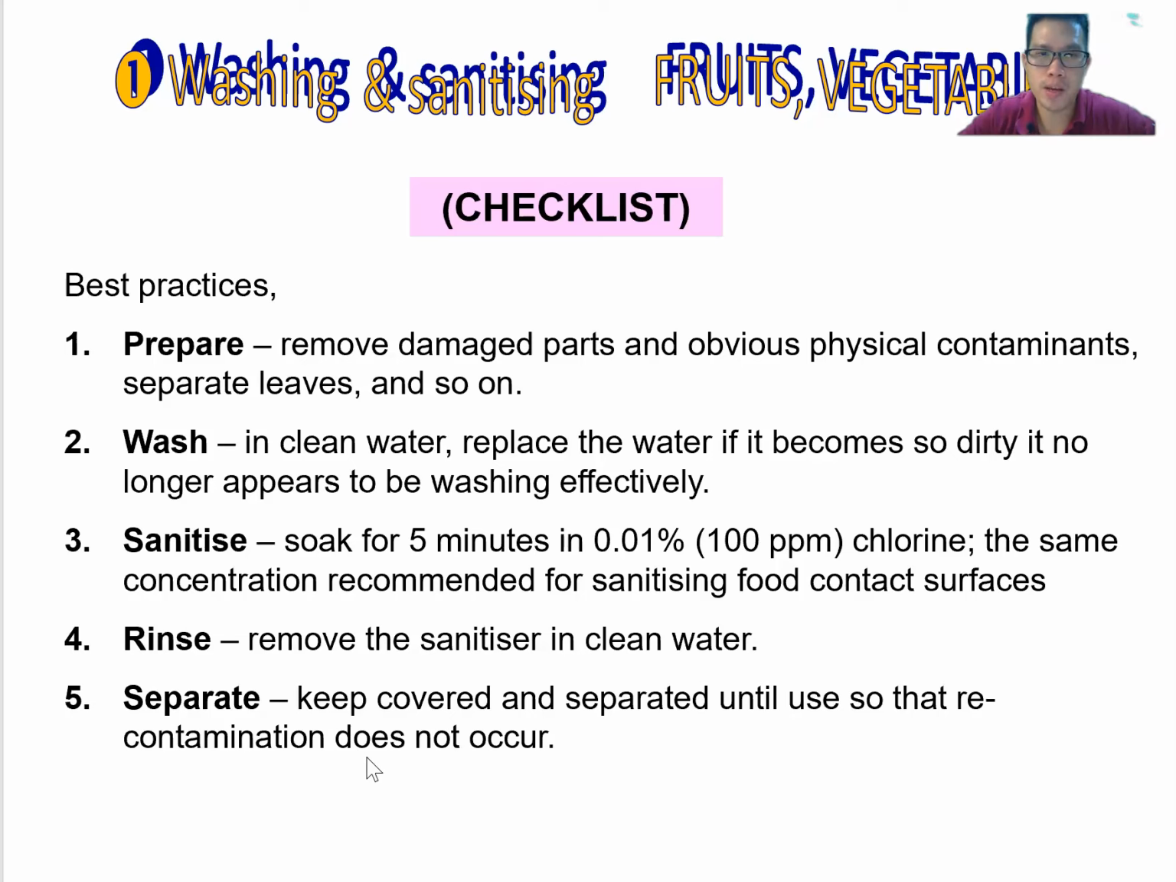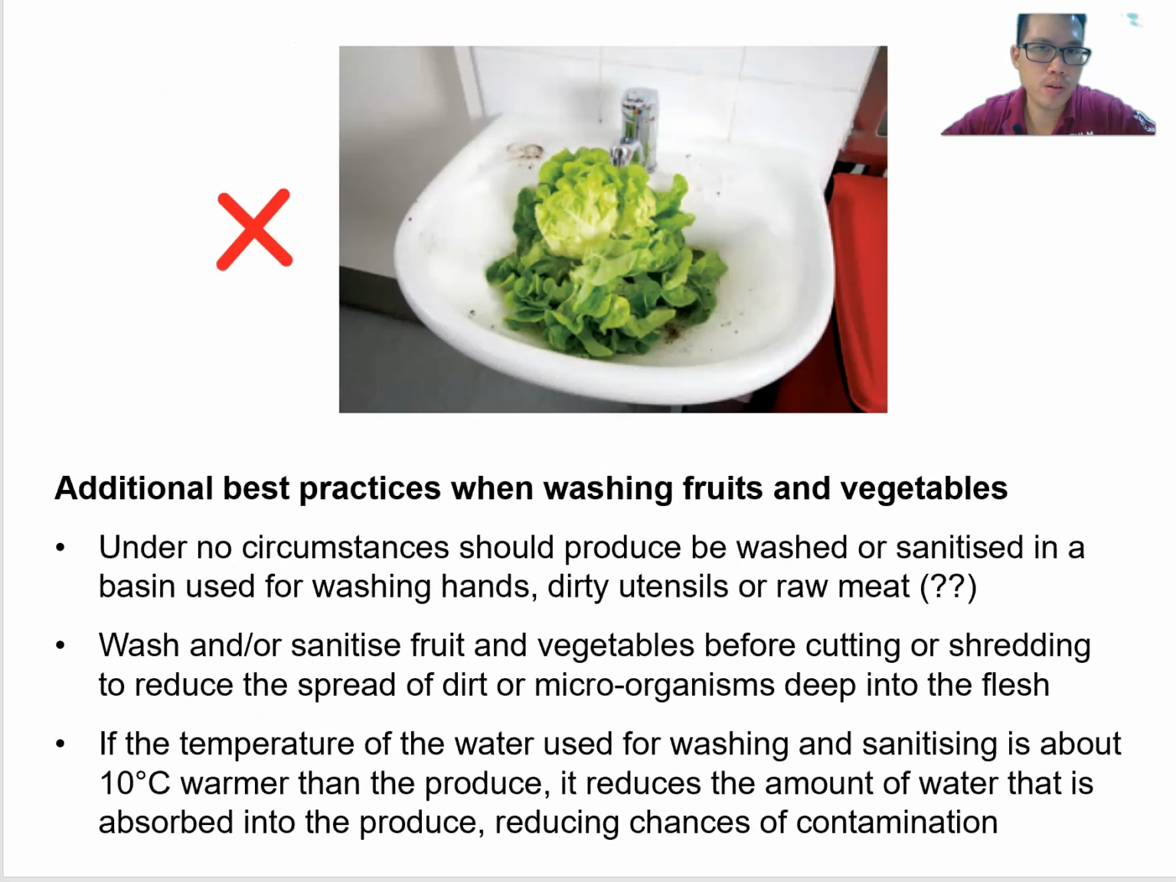Wrap it if possible, and keep it in the fridge. Again, if you keep it in the fridge, make sure that the raw vegetables are up there and the raw meat is at the bottom. The reason, as I mentioned before, is so that there is no leak from the raw meat to the vegetables. Very important. You can see from here is a no-no. You can't wash in this basin that looks very filthy here. And do not wash together with the raw meat as well.